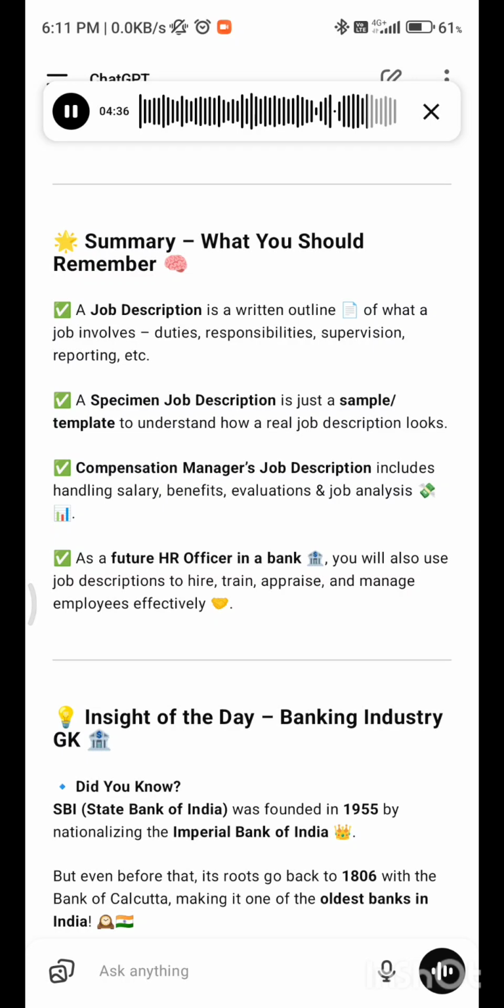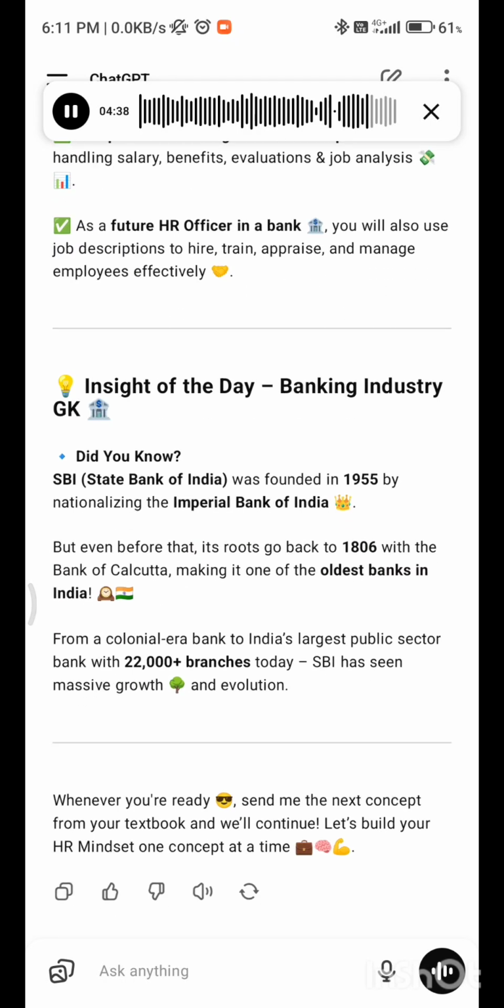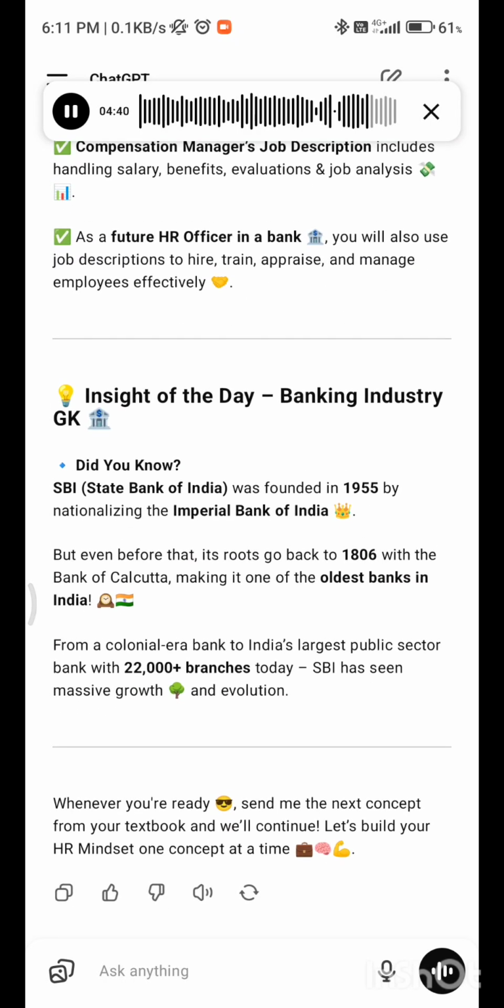Insight of the day. Banking industry GK. Did you know? SBI, State Bank of India, was founded in 1955 by nationalizing the Imperial Bank of India. But even before that, its roots go back to 1806 with the Bank of Calcutta, making it one of the oldest banks in India. From a colonial-era bank to India's largest public sector bank, with 22,000 plus branches today, SBI has seen massive growth and evolution.